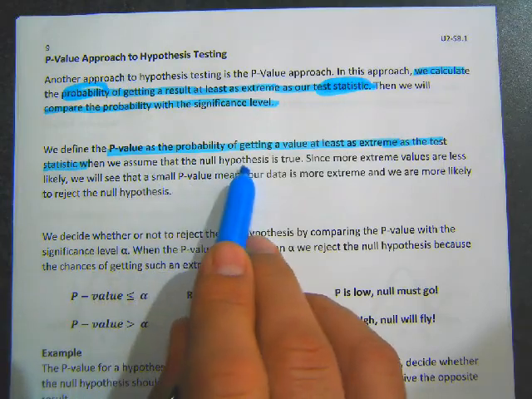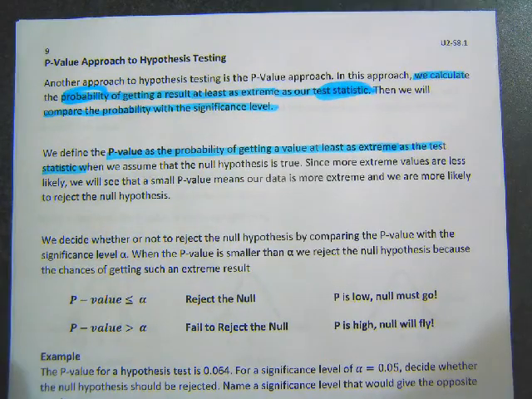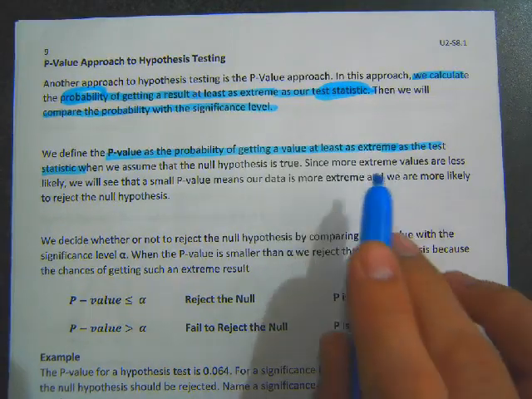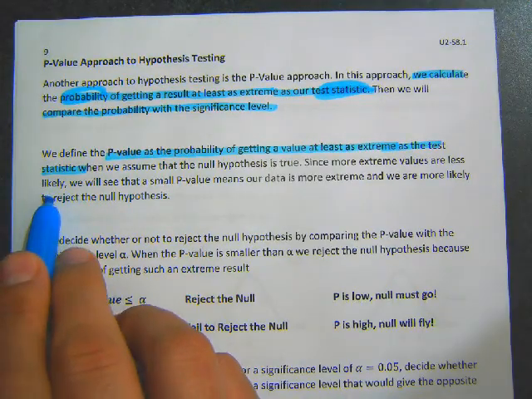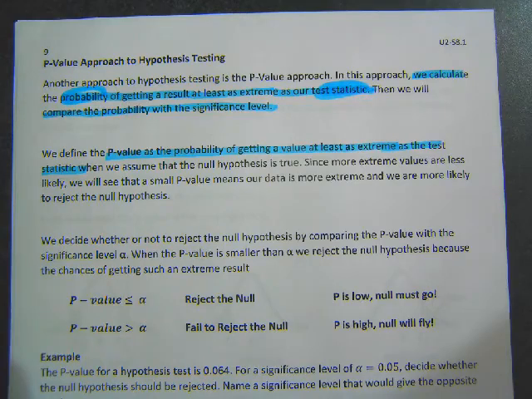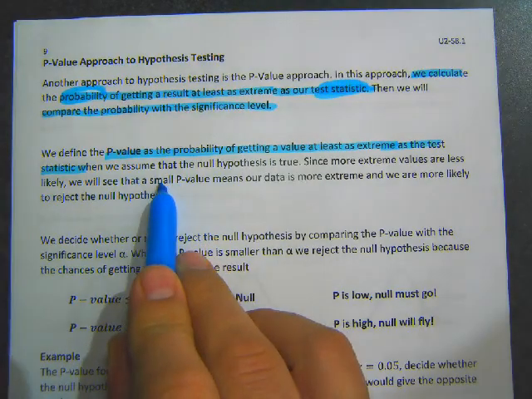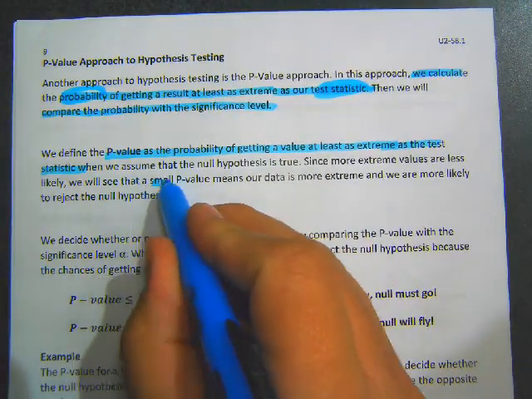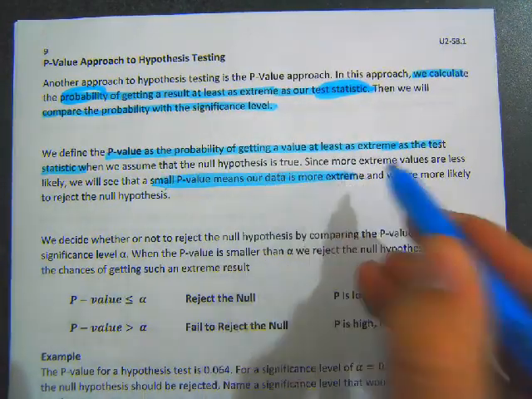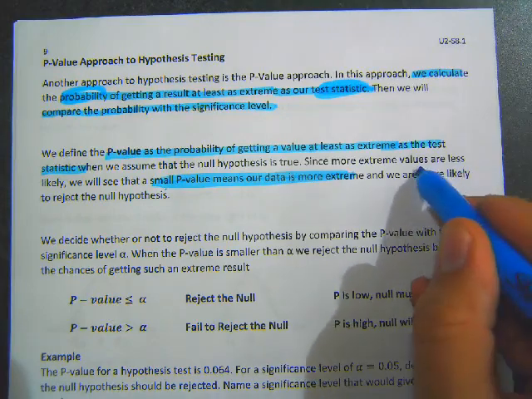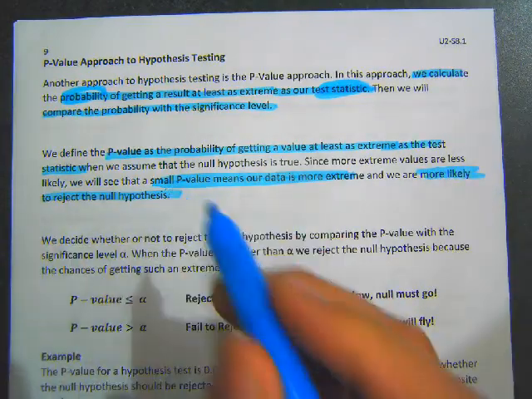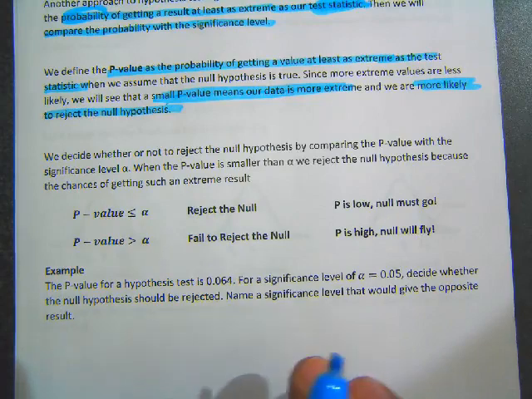And that's based on assuming the null is true, because if the null is true, then we can calculate this probability. You need to have some kind of reference point. More extreme values are less likely, right? Because if we say the null's in the middle, the more different a value is from the null, the less likely it is to happen by accident. So if the p-value is small, that means our data is more extreme. The smaller the p-value, the more extreme the data is, and the more likely we are to reject. So when p-values are small, you reject. So that's the way we do this.